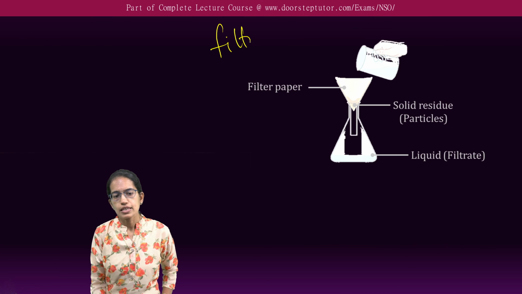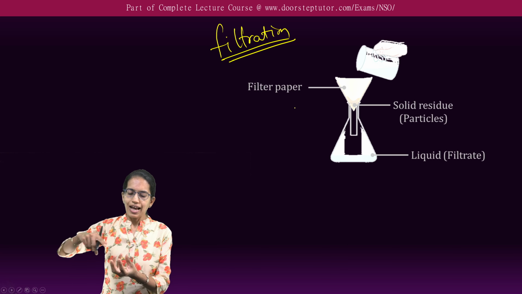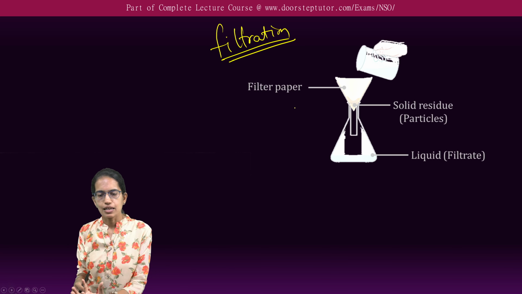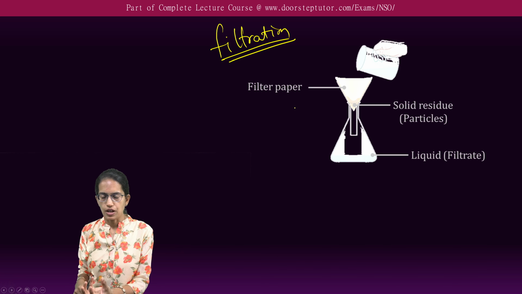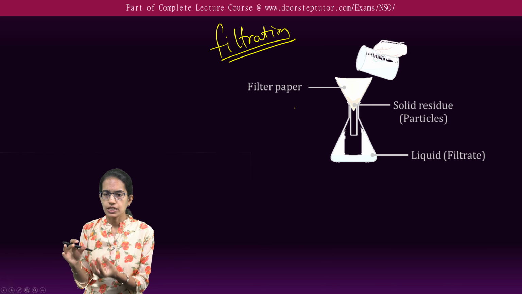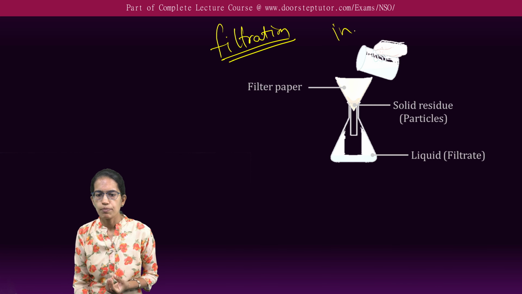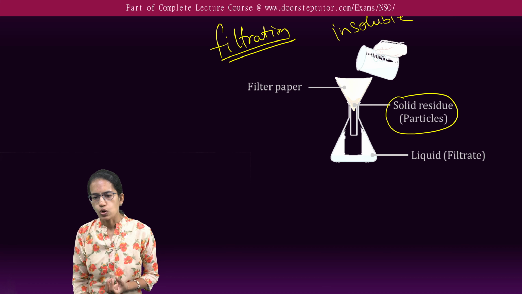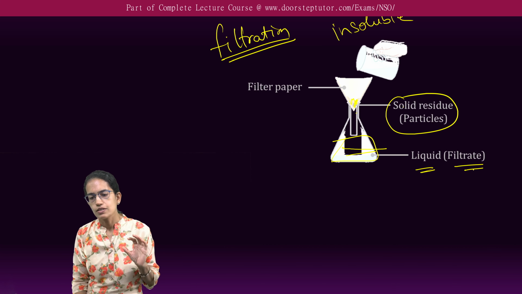So when there are insoluble substances present, I take a filter paper, I keep it on a funnel in a flask and I pour the solution. So what would happen is everything which cannot be filtered, the insoluble particles, would remain on the filter paper. So these are the solid particles which would remain, and then I would get a clear liquid in the flask. This clear liquid would be called filtrate.